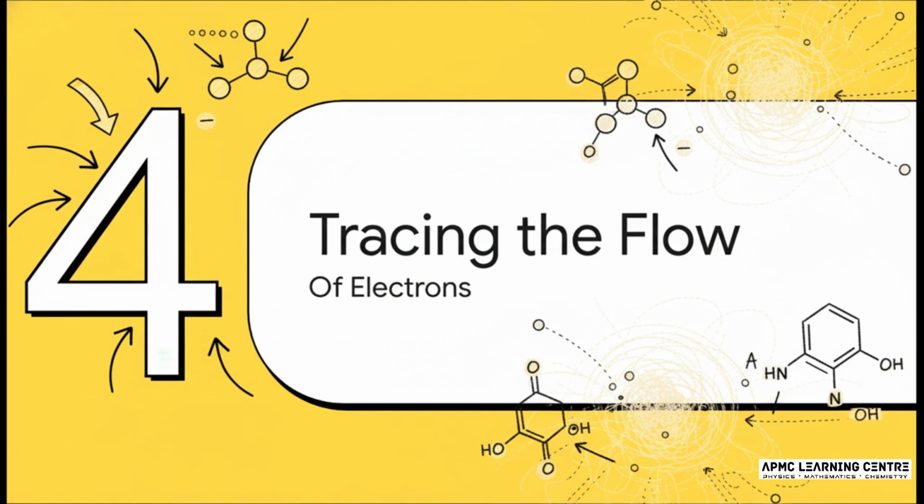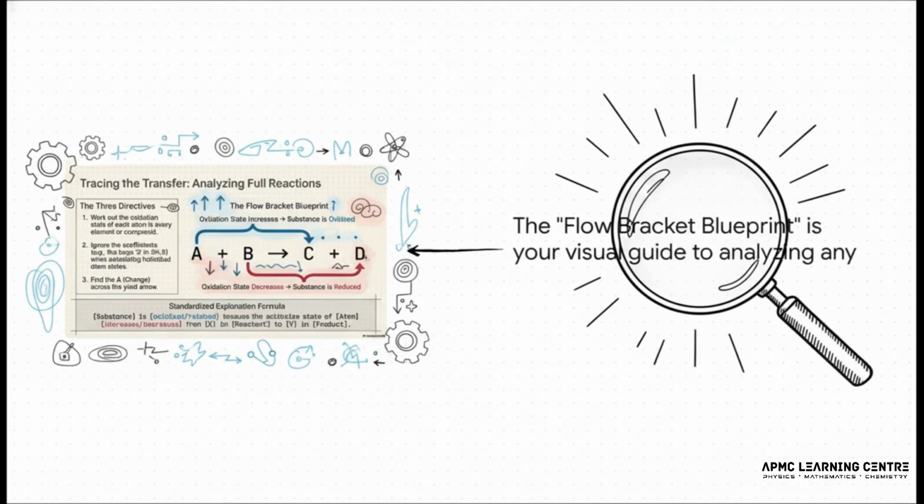Okay, so now you can literally calculate the oxidation state of any atom in any compound, which means we can finally get to the cool part, analyzing full-on chemical reactions and actually tracing the flow of electrons. This right here is your blueprint for analyzing any redox reaction. The plan is simple. First, work out the oxidation state for every single atom. Second, and this is important, ignore those big balancing numbers out front when you're calculating the states. And third, find what changed from the left side of the arrow to the right.